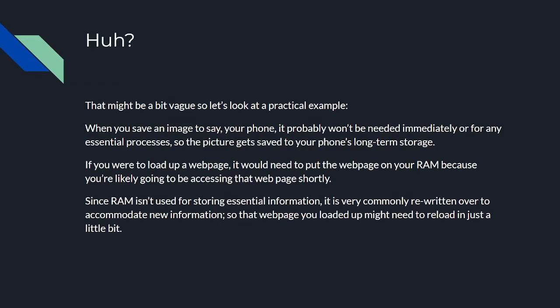Okay, so that might have been a bit vague, so let's look at a practical example. When you save an image to, say, your phone, it probably won't be needed immediately or for any essential processes, so the picture gets saved to your phone's long-term storage. If you were to load up a web page, it would need to put the web page on your RAM because you're likely going to be accessing that web page shortly. So since RAM isn't used for storing essential information, it is commonly rewritten over to accommodate new information, so that web page you loaded up might need to reload in just a little bit.